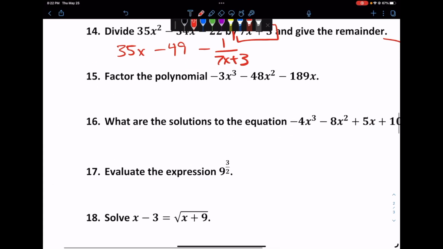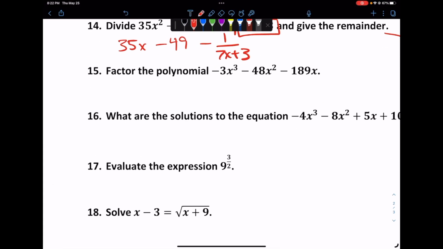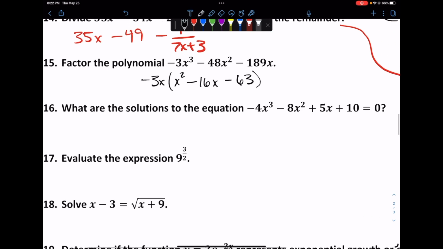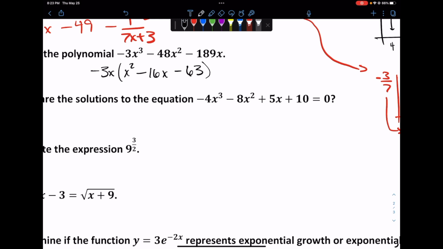Now we want to factor the polynomial here. All right, so we're going to factor out a negative 3x first. So negative 3x. All right, so that's going to give us x squared minus 16x and then negative 189. Let's throw that in the calculator here. 189 divided by 3. That's going to be 63, so minus 63. All right, so then we can still factor that part. So that's going to be negative 3x.